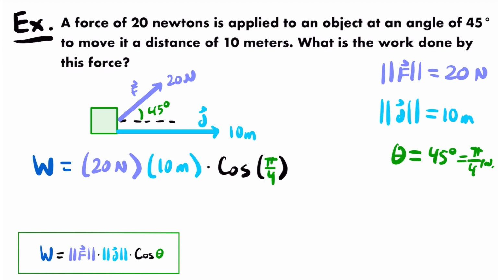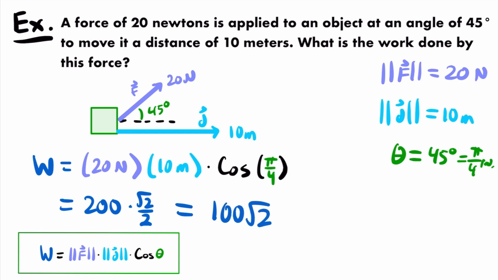Okay, but anyway, let's calculate the work here. 20 times 10 is 200. So we'll have that this is equal to 200 times cosine of pi divided by 4. And cosine of pi divided by 4 is the square root of 2 divided by 2. And so 200 divided by 2 is 100. So the work is equal to 100 square roots of 2. But then don't forget your units. In this case, we're working with newtons and meters. So our units are Newton meters.